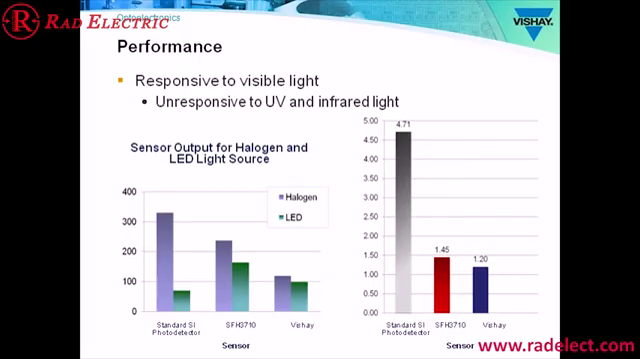The standard silicon photodetector has a ratio of 4.71. The competitor's part, the SFH 3710, is at 1.45. Vishay has the best performance with a ratio of 1.2. Vishay's ambient light sensors are responsive to visible light and unresponsive to UV and infrared light. It's just what we want in a reliable ambient light sensor.